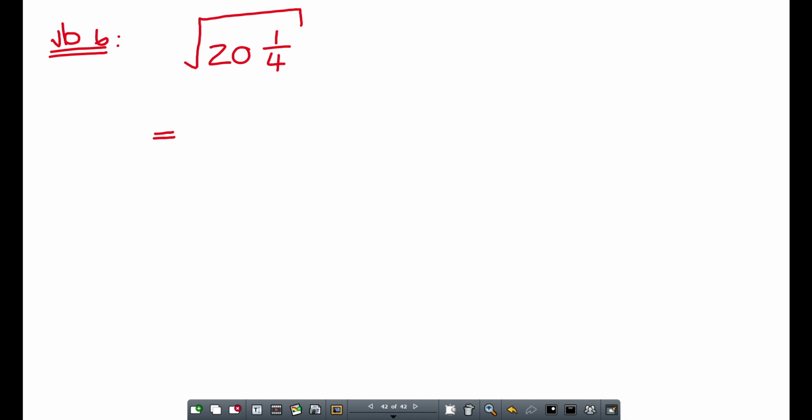So, to make it an improper fraction, 20 times 4 gave me 80 plus 1. So, I'm going to have 81 over 4. Okay, so then we break it up. Square root of 81 over square root of 4, which means that you're supposed to have 9 over. This one you could have skipped. But you have to, or at least you have to have one of these two. Okay. Right. Any questions so far?